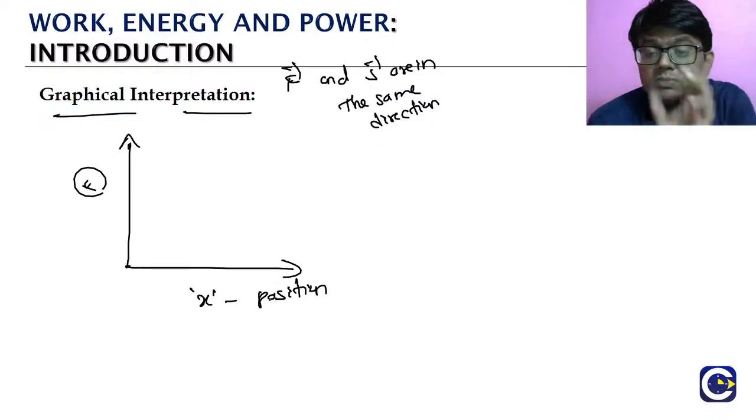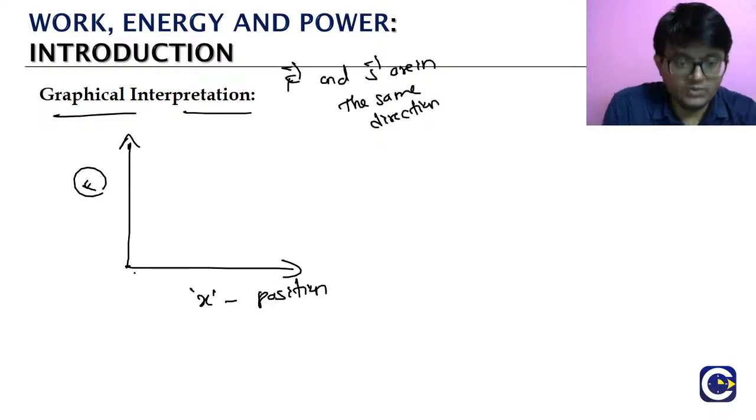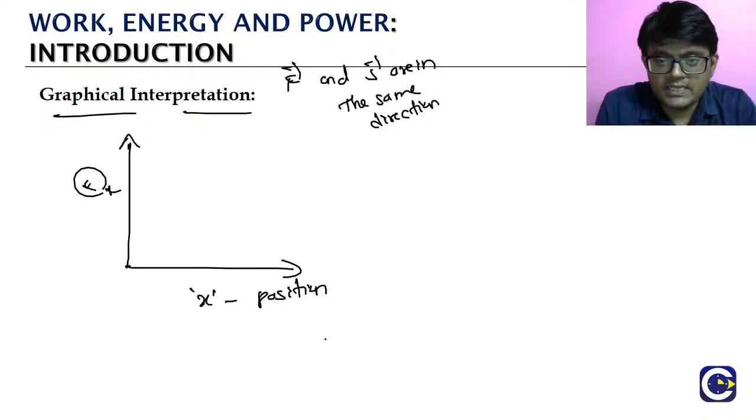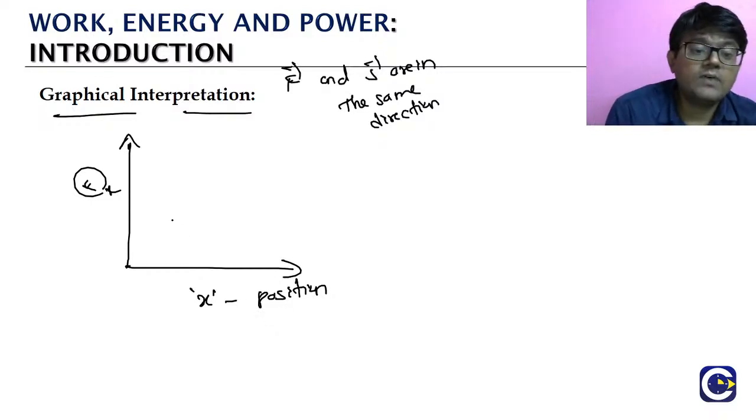Change in position represents what? Displacement. Like in this case, if force is along the x-axis and we are looking at the x coordinate of the particle, because the displacement has to be only along the x direction.